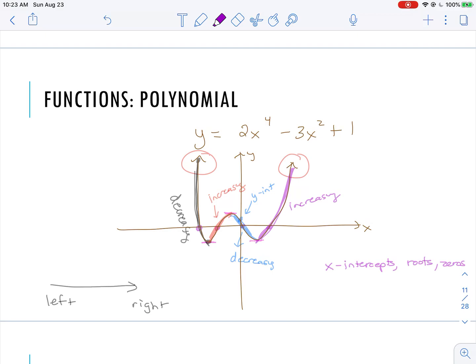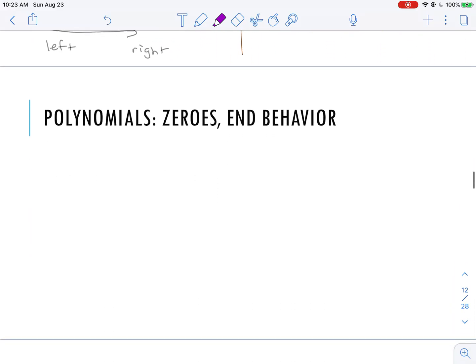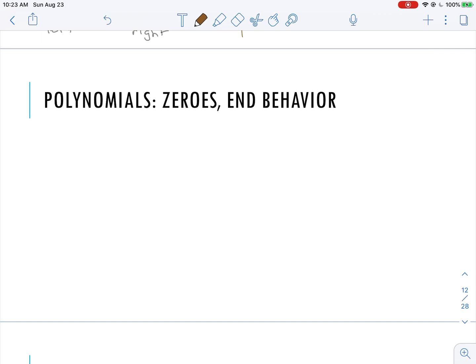So those are some key components of polynomial functions. We're going to talk about its zeros or x-intercepts, its y-intercepts, the mins and maxes, its end behavior, and its intervals of increasing and decreasing. So zeros and end behavior.